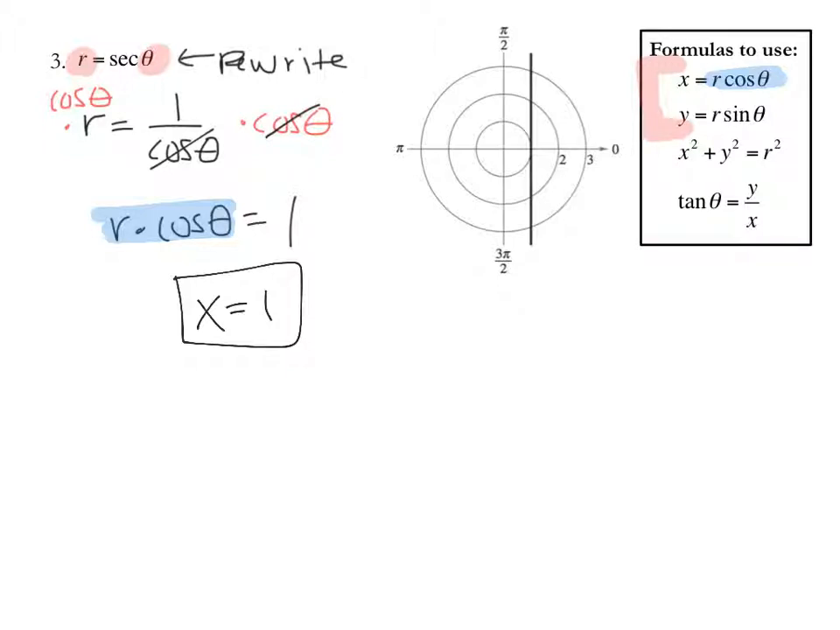And if you look at the graph, it also has a line that would represent x is equal to 1, which is the same graph as if we graphed r is equal to secant theta, which we're going to be getting into those graphs more on Monday. Alright, one more page. On the last page here, we have r is equal to 4 sine theta.